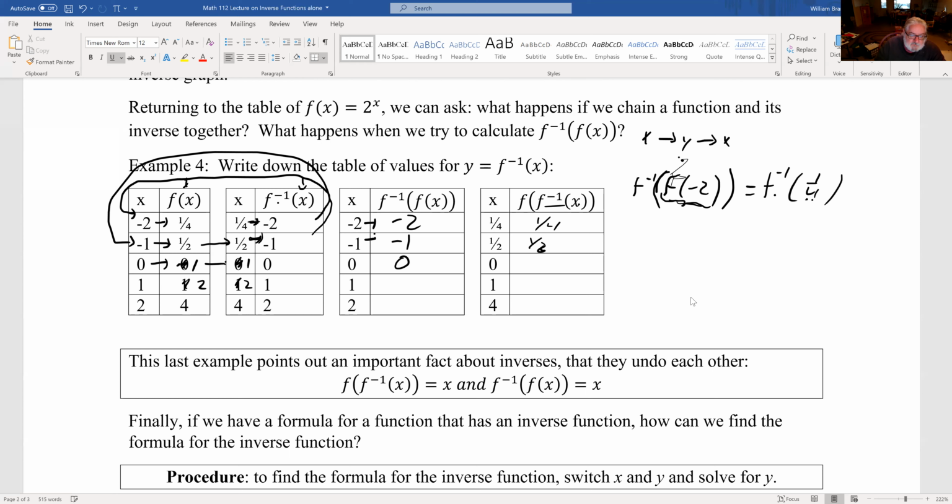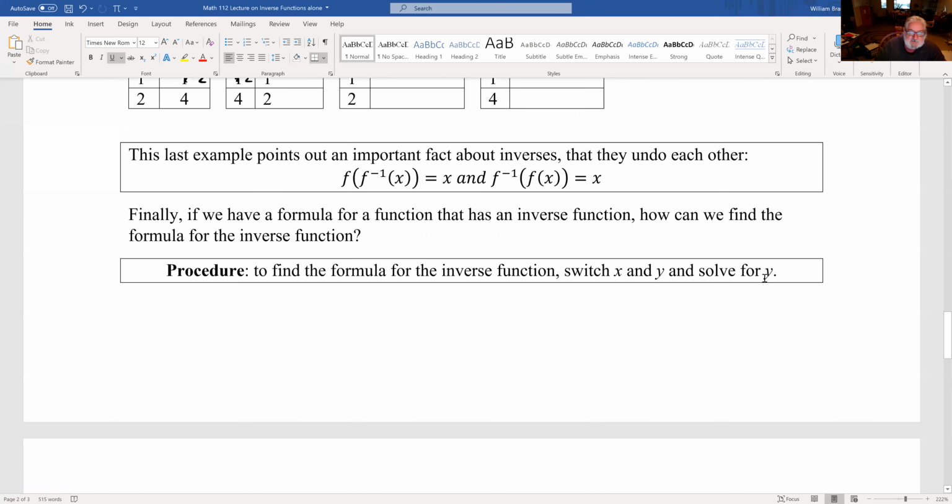If you do the two functions in sequence, first a function and then its inverse, you just come back to what you started with. And that's these two statements. And these will be very important when we deal with exponentials and logarithms. Now, finally, if you have a formula for a function that's got an inverse function, how do you find the formula? And the procedure is switch x and y and solve for y.